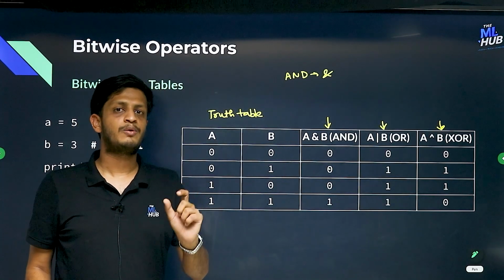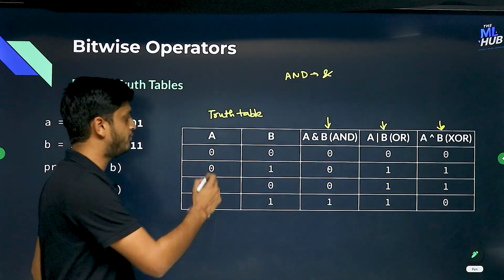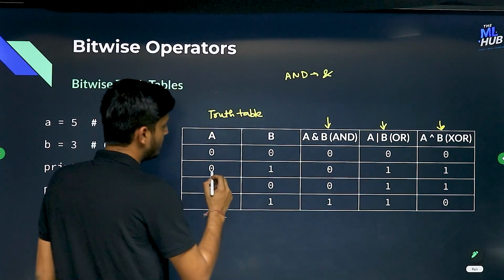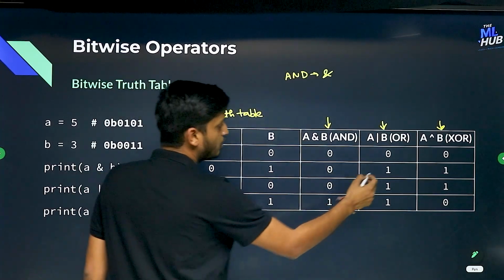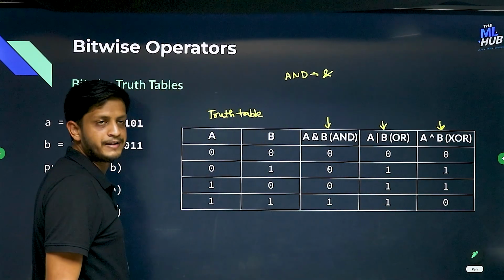And if both are 0, only in that case it will be 0. So if both are 0, OR will be 0. If any one of them is 1, so here B is 1, here A is 1, and here both are 1. In all these 3 cases, OR is 1.